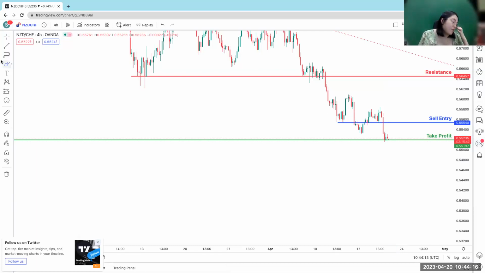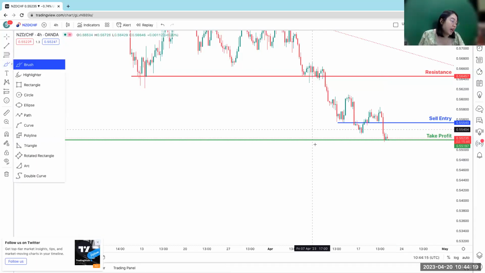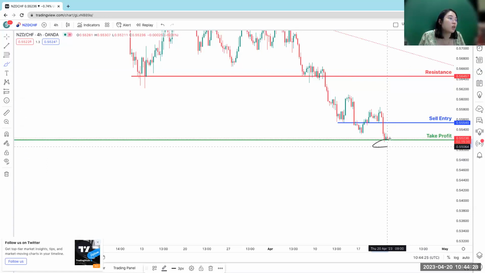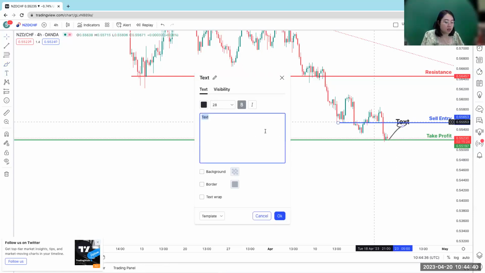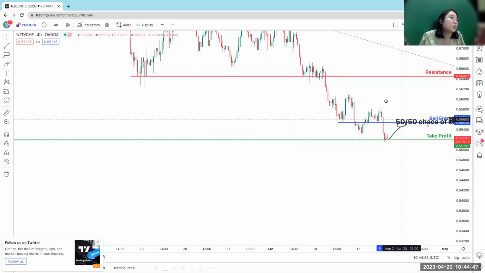So this is my rough idea of what I think is going to happen. Somewhere along this line, I think there's going to be a bounce. When it reaches here, there's like a 50% chance of a sell, but I think more likely there's going to be a bounce soon, some kind of retracement.